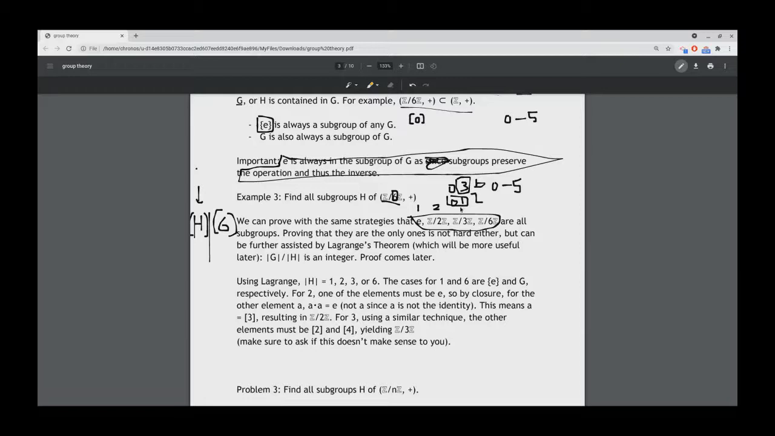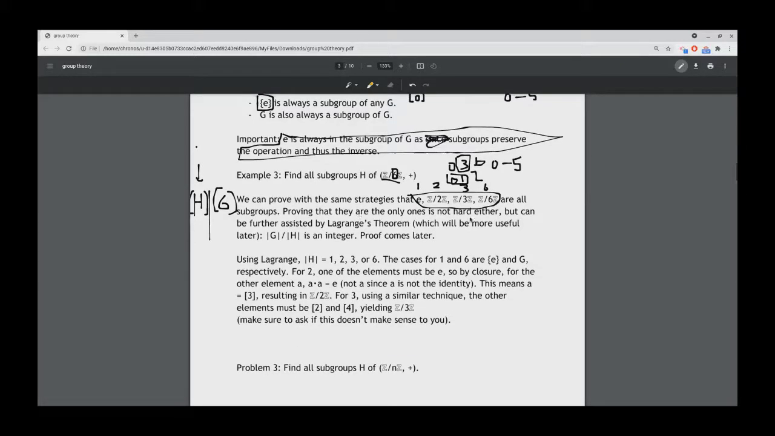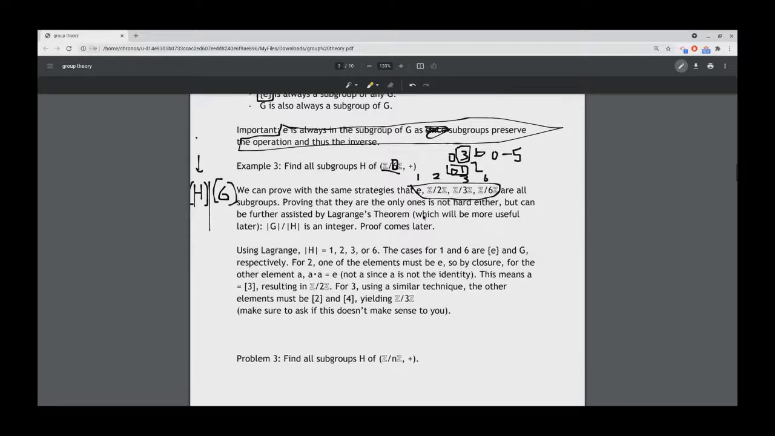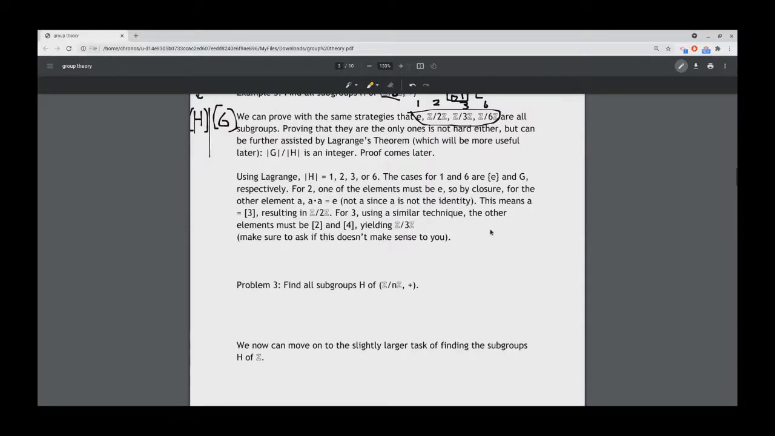Similarly, we can figure out that Z over 3Z is a subgroup, and Z over 6Z is the same as G, so it's obviously also a subgroup. Proving that they're the only ones is not hard either. And again, Lagrange's theorem is how we can prove that there can't be anything with 4 or 5 elements, and that these are the only ones with each of 1, 2, 3, and 6 elements. Using Lagrange, this is kind of just what we went over.